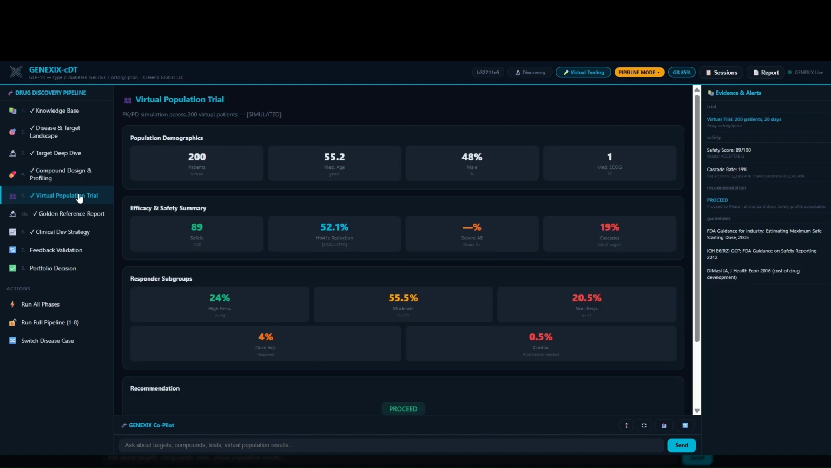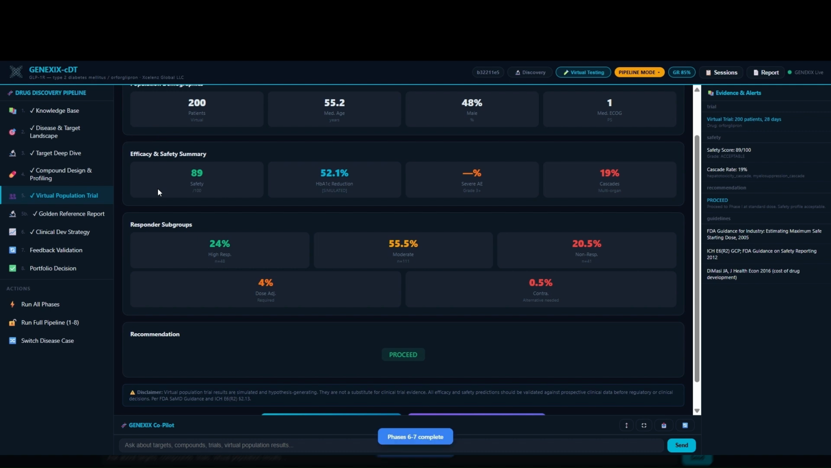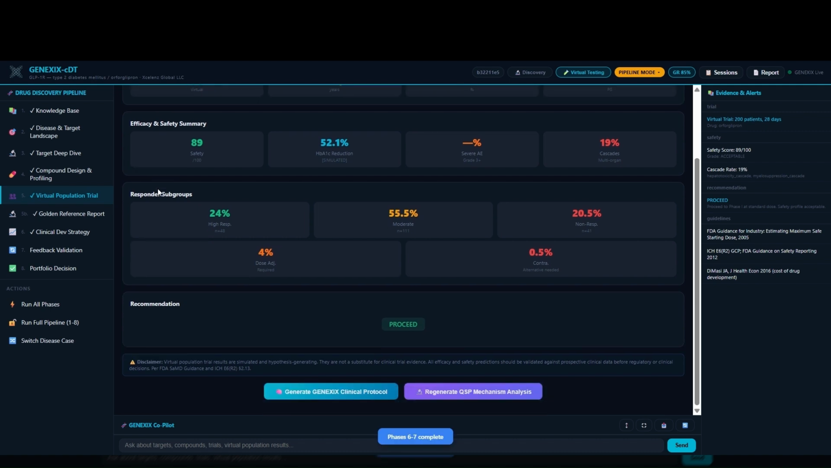The platform then runs a virtual trial across 200 simulated patients. It estimates safety, HbA1c response, severe adverse event risk, cascade risk, and responder distribution. The population separates into high responders, moderate responders, non-responders, dose adjustment candidates, and patients requiring exclusion or closer monitoring.